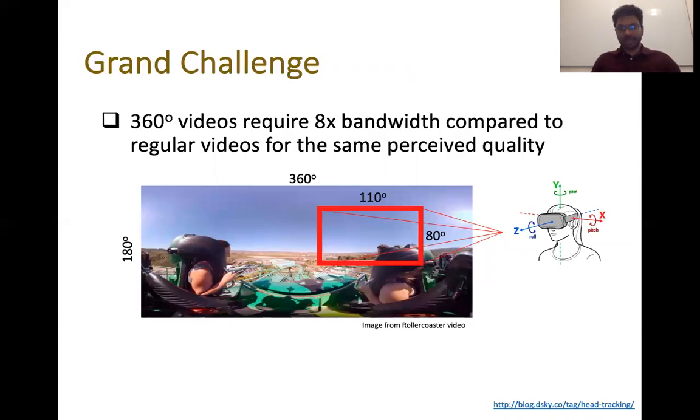What this means is that despite the fact that the user needs only this small portion of the scene that is shown in this red rectangle, the client downloads this entire panoramic scene, which requires much more bandwidth compared to what the client actually needs. So there is a significant bandwidth waste here.